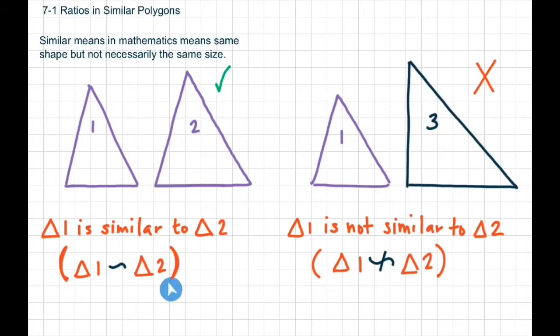So down at the bottom, it says triangle 1 is similar to triangle 2. And then I wrote my similarity statement. Triangle 1, this little squiggle mark means similar, is similar to triangle 2. And over here on the right, I have two triangles, but they're not exactly the same shape. So triangle 1 is not similar to triangle 2, and then I wrote my similarity statement down at the bottom.